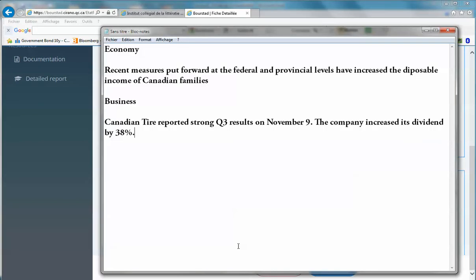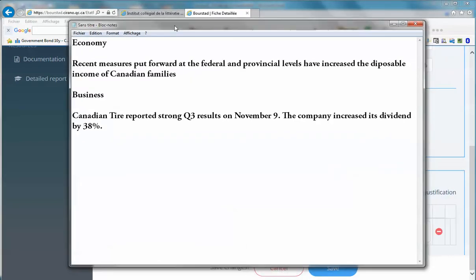So I'll add a few justifications for the transaction. I've prepared these justifications here in a little file. So the first justification that I will submit is: recent measures put forward at the federal and provincial levels by governments have increased the disposable income of Canadian families. We've seen such measures regularly for the past few months, and this increased the amount that these households have to go to stores like Canadian Tire.